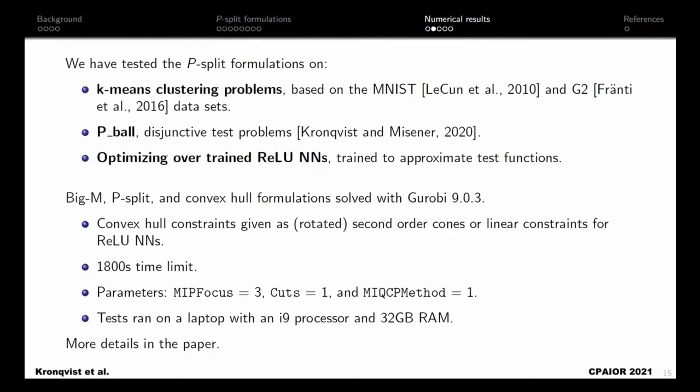We've used half an hour as a time limit, and we've specified these parameters. This is to avoid having Gurobi apply different strategies. Per default, Gurobi automatically selects these strategies, and we noticed that this seemed to cause unnecessary variations in the results. And we ran the experiments on a normal computer.